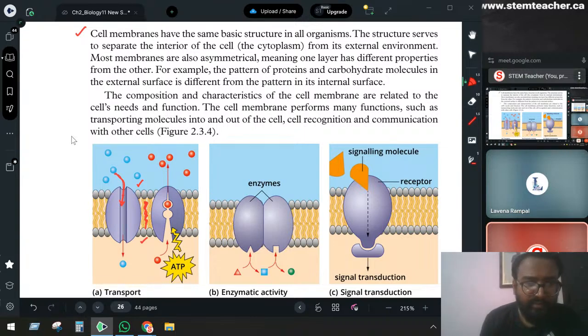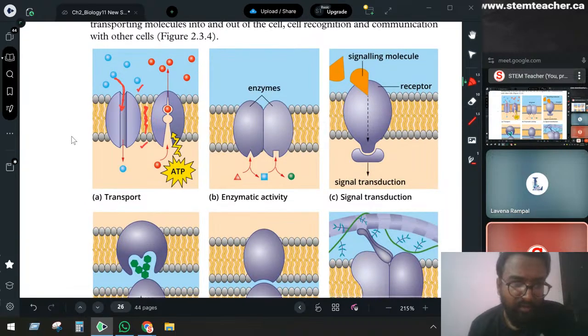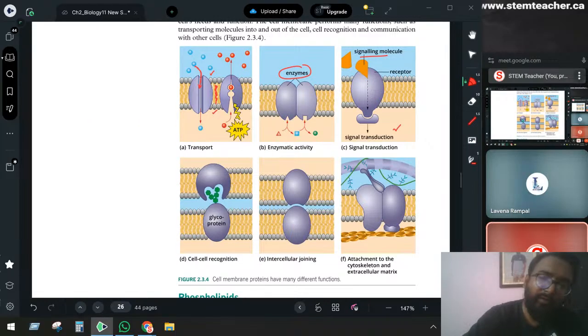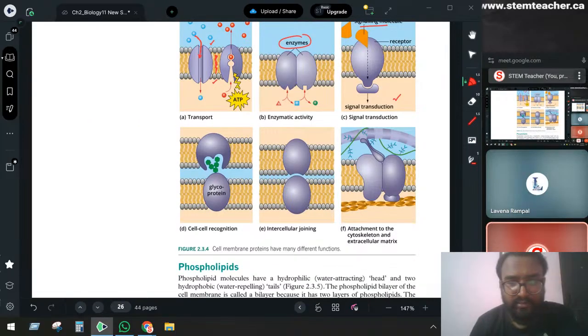And here is the transportation, how things are coming inside, and this entire big one is called an enzyme, and it is a signaling molecule receptor, and it is signal transduction. We can learn more of everything here, but we'll try to understand the terminology.